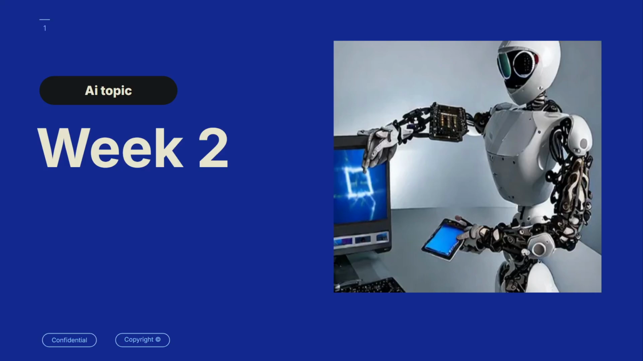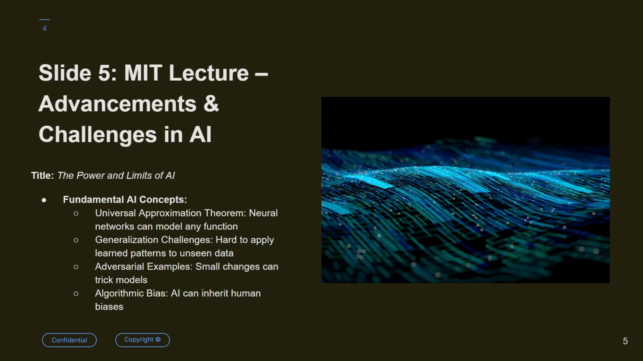So, AI is powerful, but it has some big challenges. The MIT lecture on AI talks about three main problems. Generalization. AI may be great at recognizing training data, but it can struggle when it sees something new, and is not as good in real world situations.